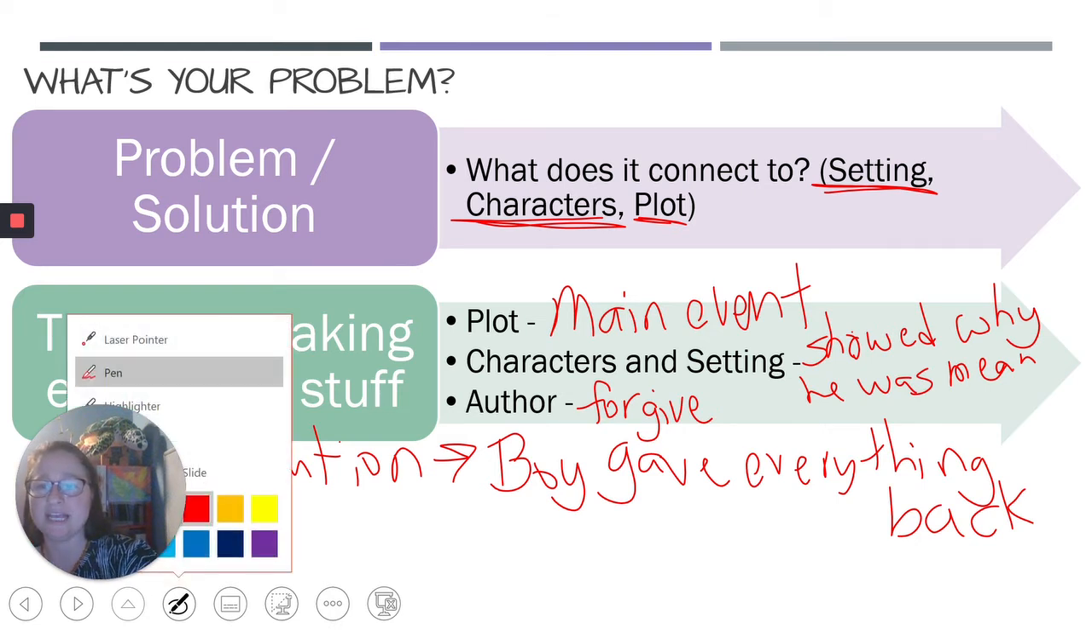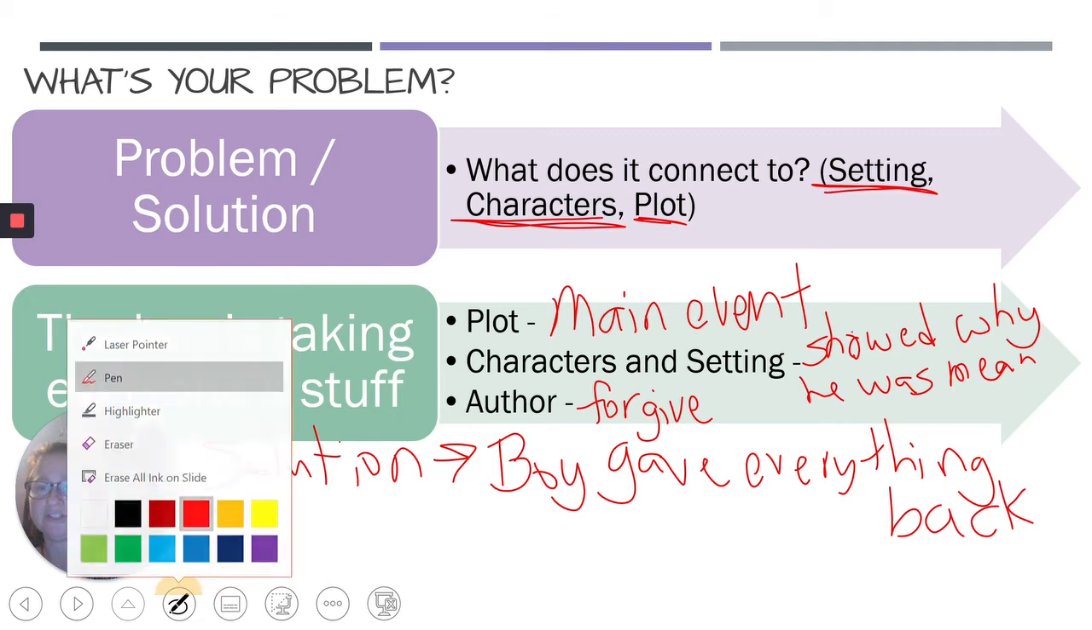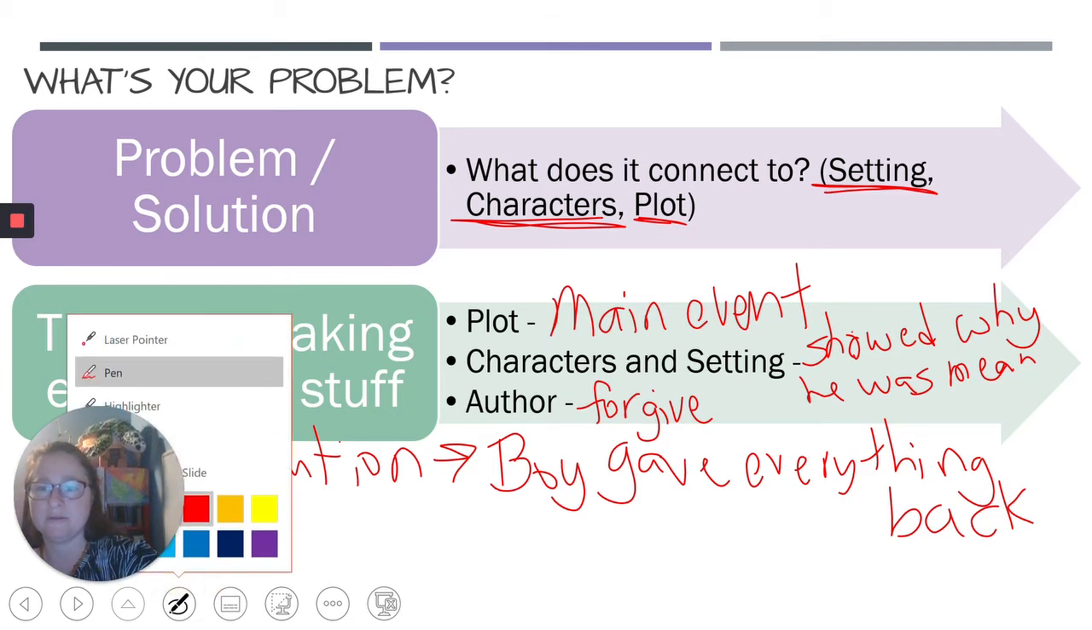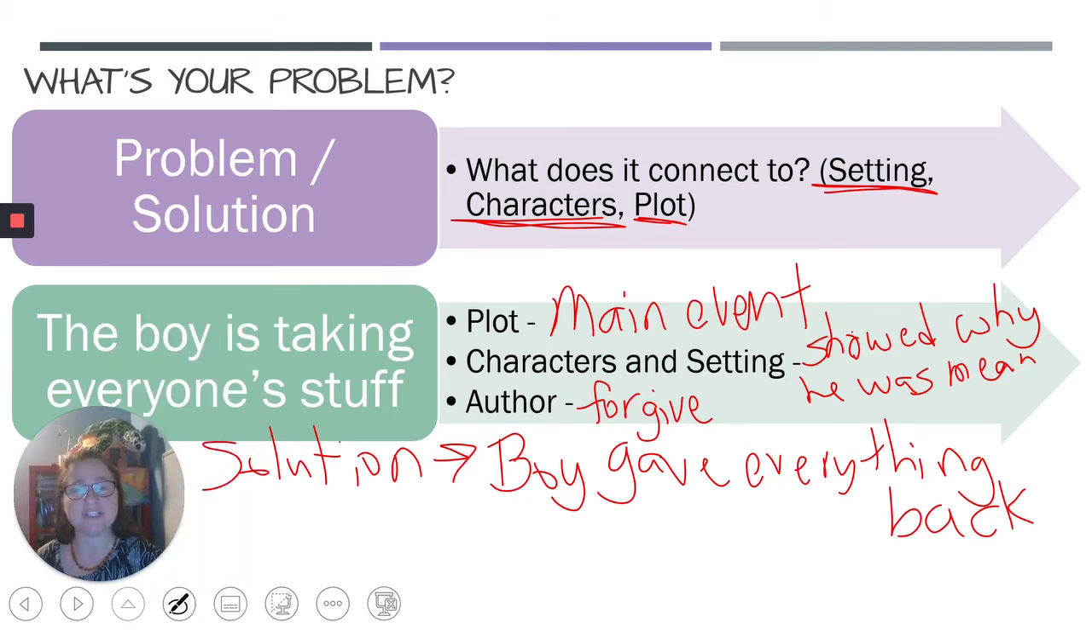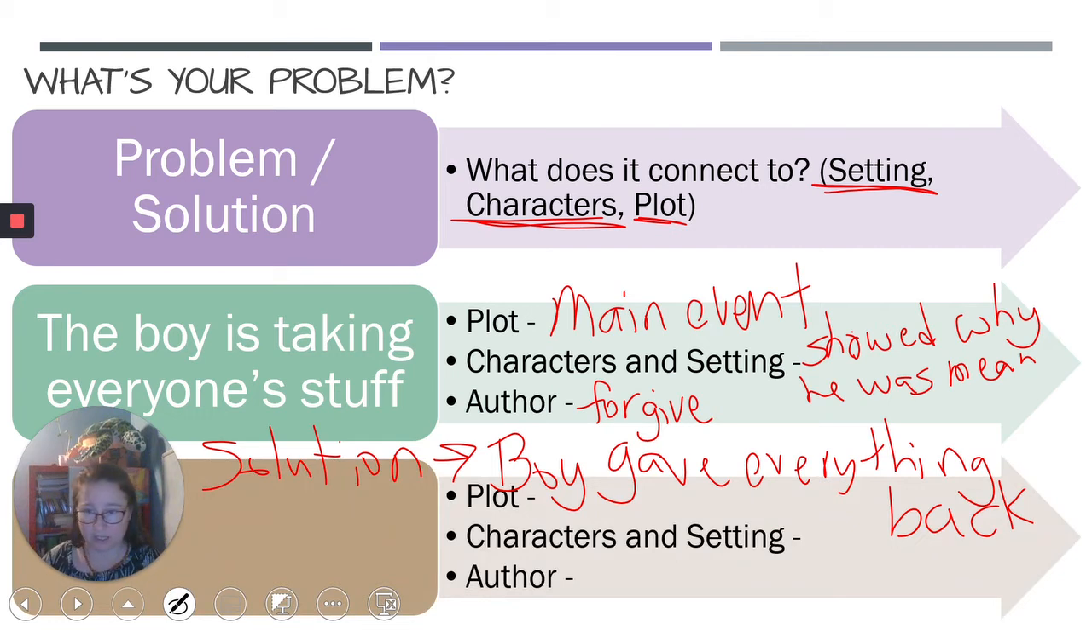You can use this same strategy. Let's see if I can get my eraser to show up. Nope. You can use the same strategy on any story that you're working on.